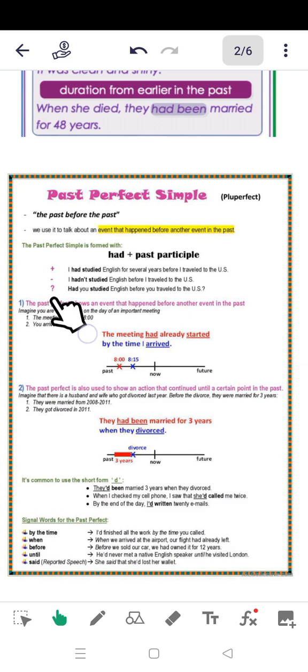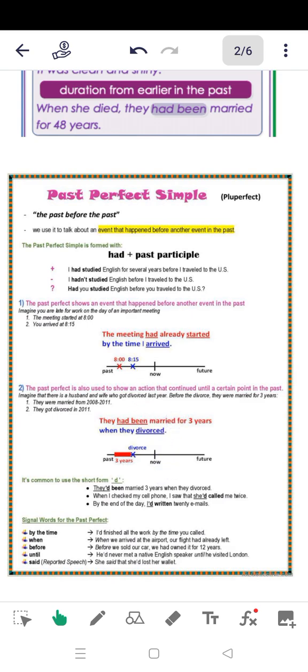How to form a question? We start with the verb had. Had plus subject plus verb 3 plus the object. Had you studied English before you traveled to the US? How to answer this question? We say, yes, I had studied English before I traveled to the US, or no, I hadn't studied English before I traveled to the US.